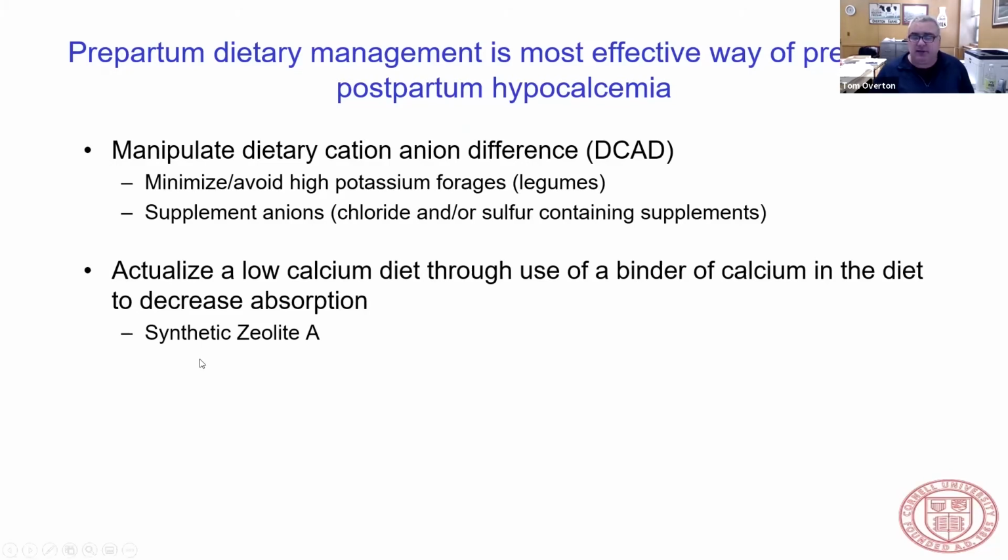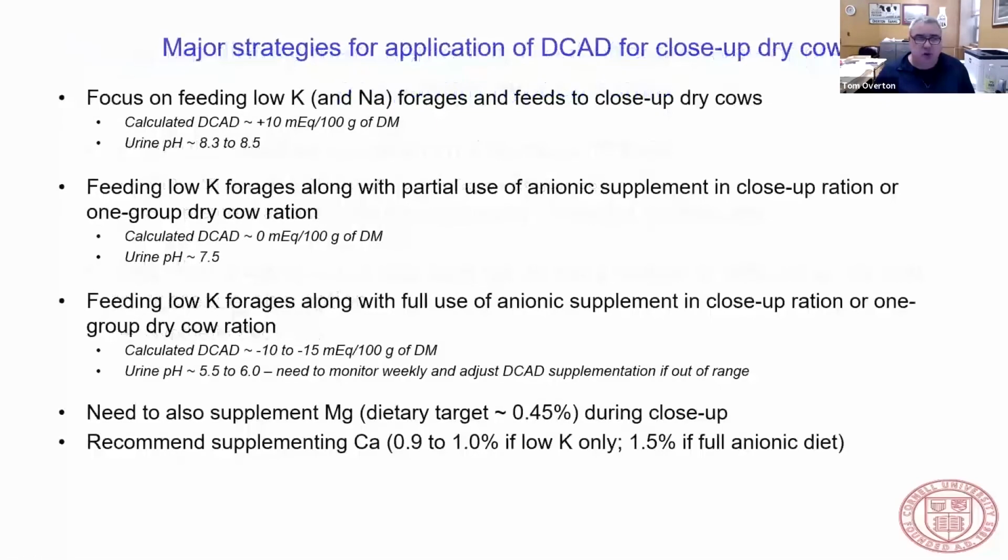And there's a synthetic zeolite A on the market that does that. So if we look at DCAD, for a long time, I kind of put DCAD approaches that nutrition has taken into three major buckets. The first one here is by feeding low potassium forages and feeds to close-up dry cows. Nothing fancy with anions, pretty basic strategy.